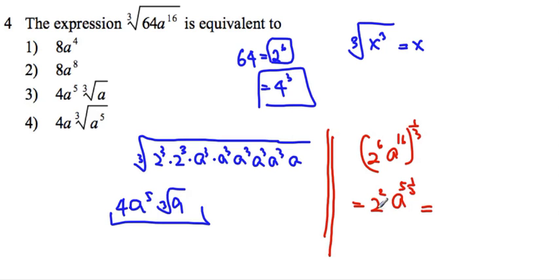Then 2 squared becomes 4. A to the 5th power is a to the 5th power. And 1/3 as an exponent will be simply the cube root of a. So that's another way for us to express it.